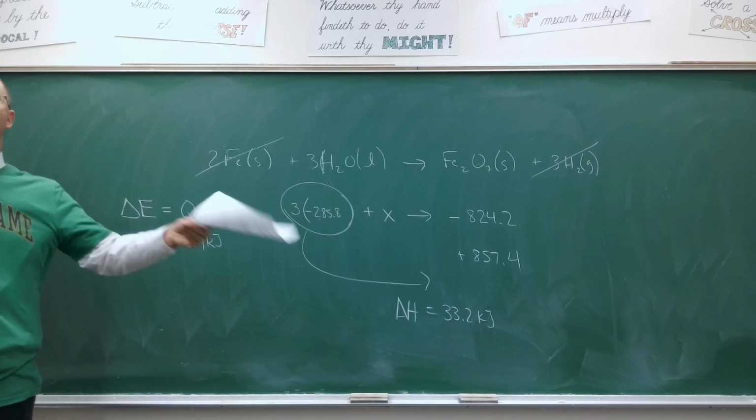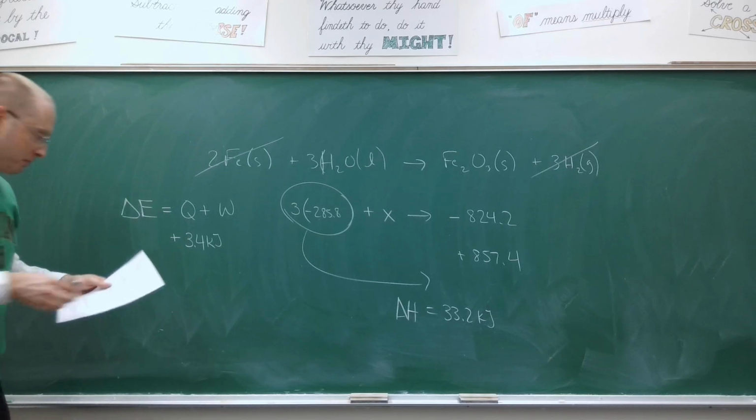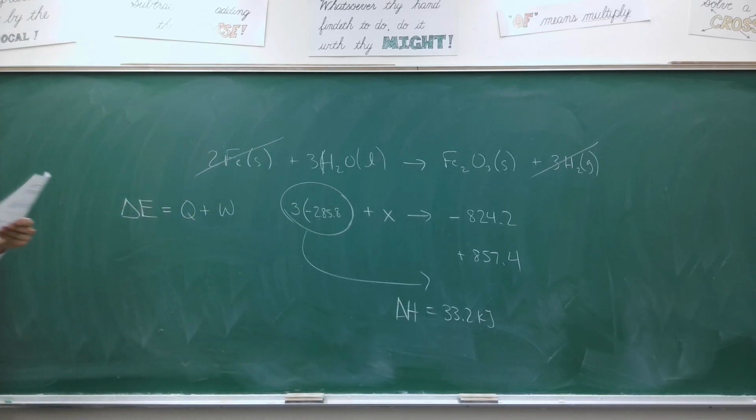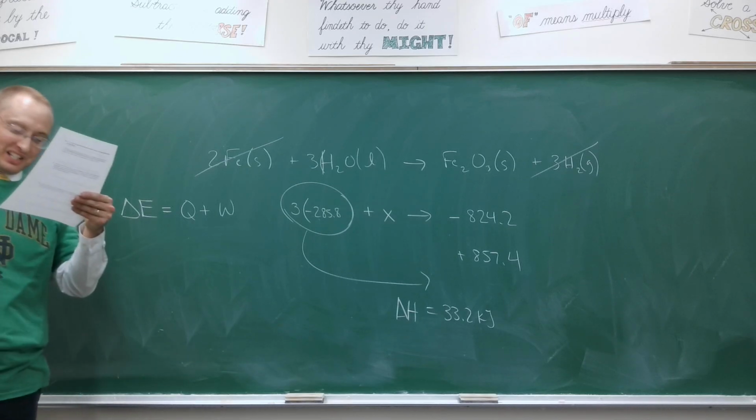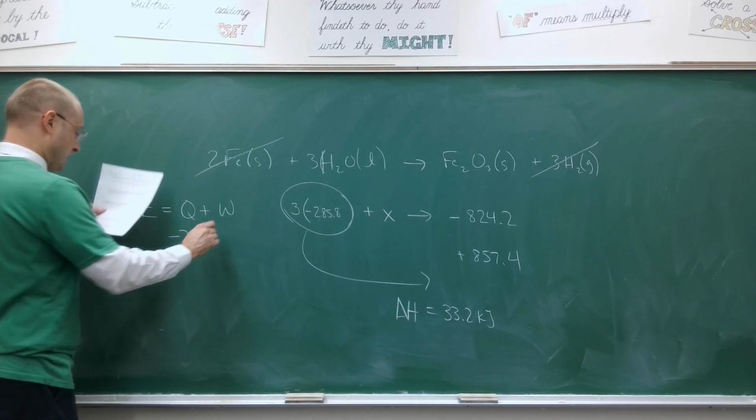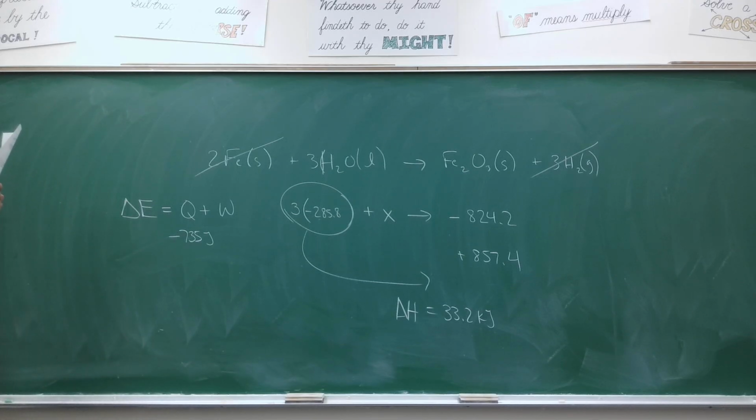If they're doing work on the system, wait, I'm on the wrong one, I'm on number 6. Let's try number 5, shall we? Number 5. Okay, it releases 735 joules of heat. Is that positive or negative, class? That's negative. So negative 735 joules. And it did 975 joules of work.